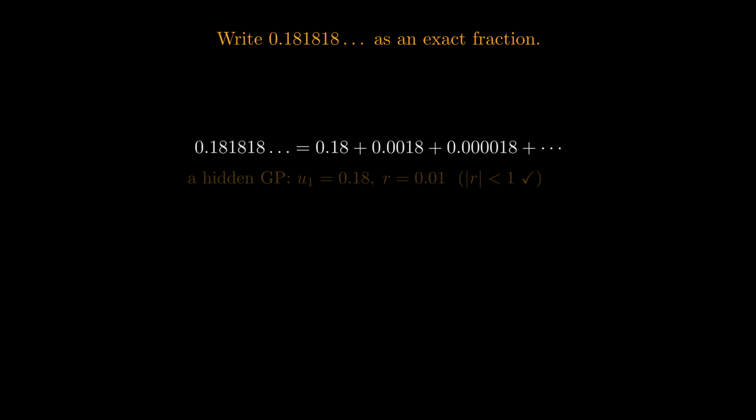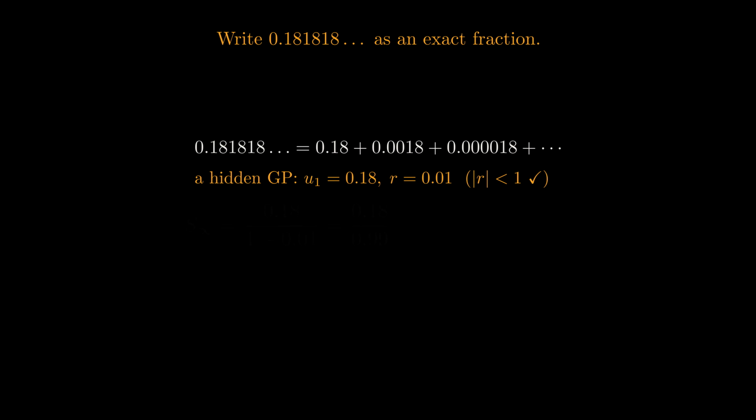The trick is to see it as a sum. 0.18 plus 0.0018 plus 0.000018, and so on. That's a hidden geometric series. First term 0.18, and each term is 100th of the one before. So r is 0.01, comfortably less than 1.